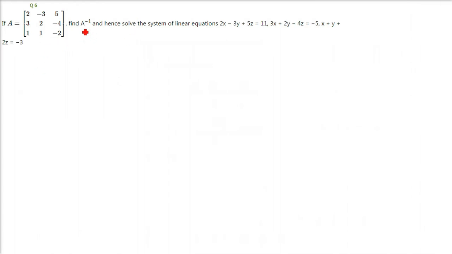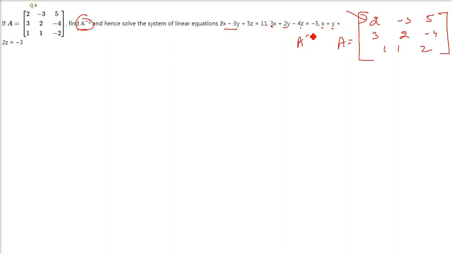This is A. We have to find out A inverse and also solve these equations. And when we actually observe and go deeper into these equations, you will eventually see that these equations are nothing but the matrix which is given. So 2, -3, 5. I am taking now 3, 2, -4 from the equation. Then 1, 1 and 1, 1 and 2. This is your A matrix. Now A inverse, so you have to take the inverse of this matrix.